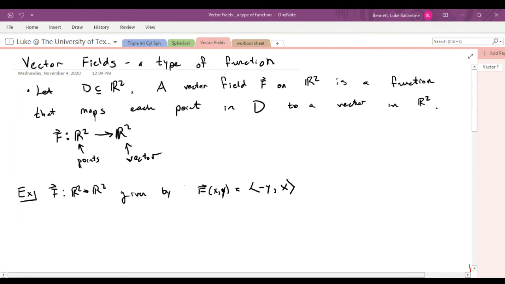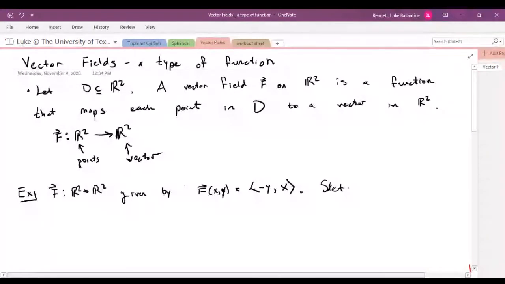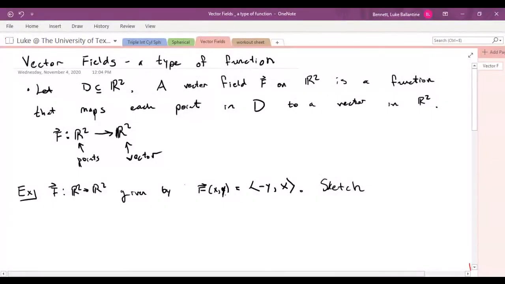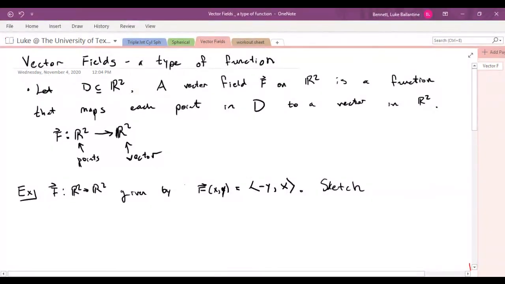So I guess I wrote this example out, but I didn't give any instructions on what to do with it. Sketch. There's one like this in your homework, but they have it in 3 dimensions. This is the same vector field, only in 2 dimensions. This is, I think, for homework 11. It's essentially the same vector field, it's a plus or minus sign or whatever. Okay, so F maps R2 to R2 given by f of xy equals negative y comma x.